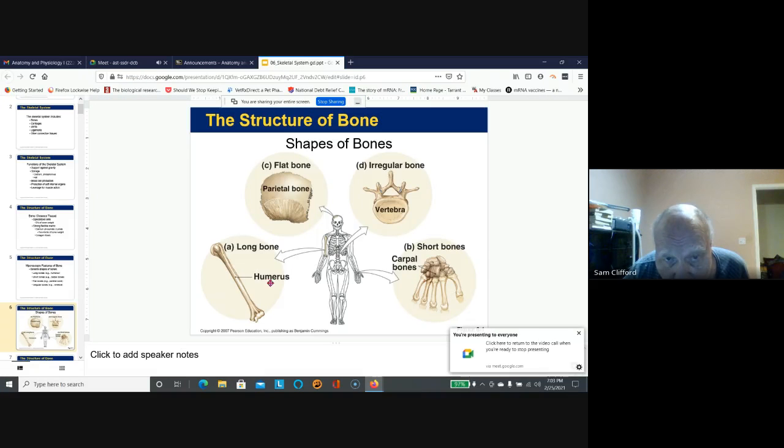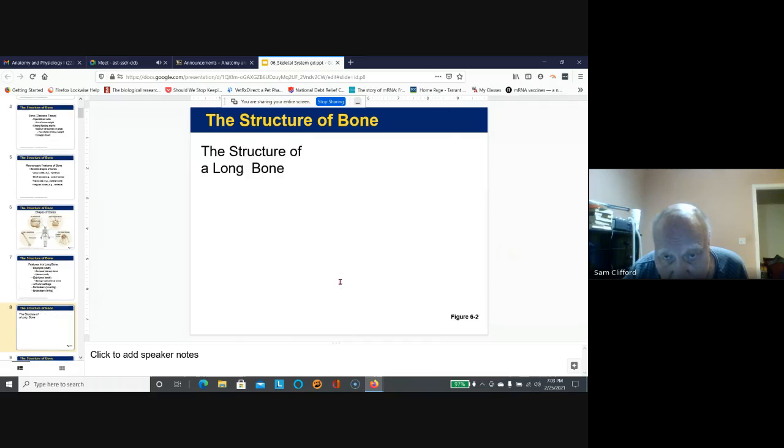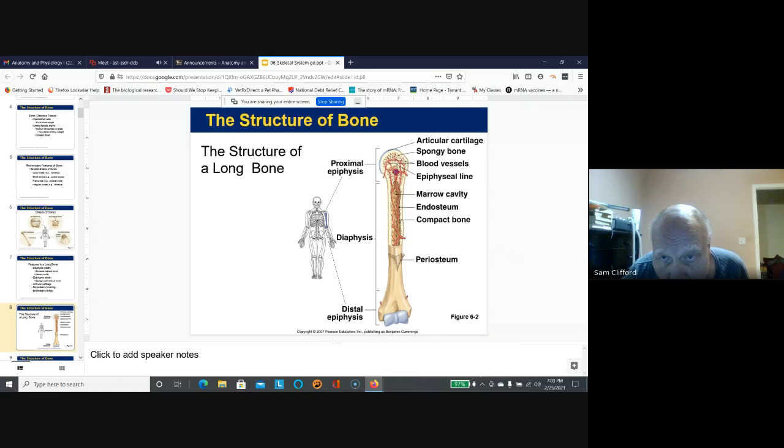Okay, so know the different types of bones. So, what are the features of a long bone? The shaft, diaphysis, the ends, articular cartilage, periosteum, and endosteum. So, make sure you know these parts of the bone.